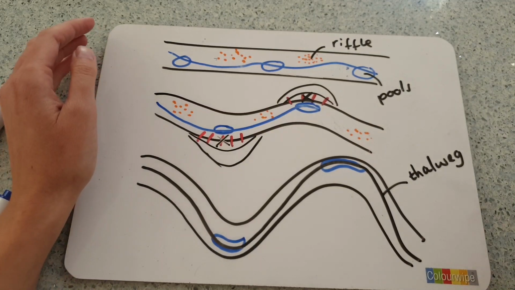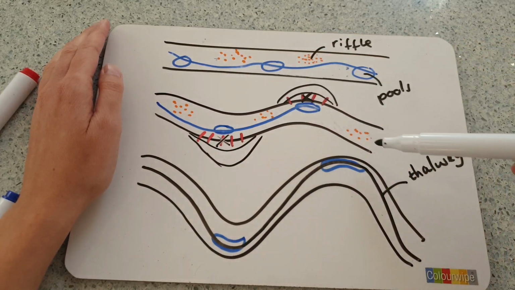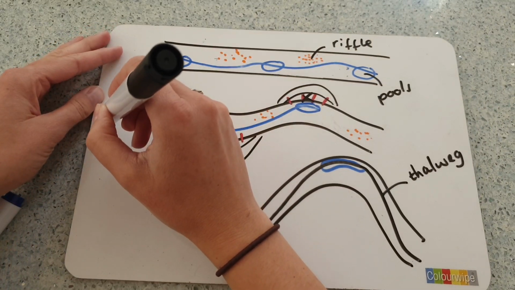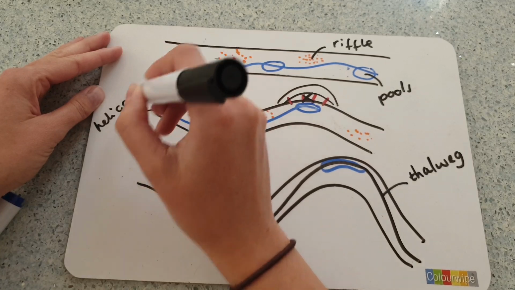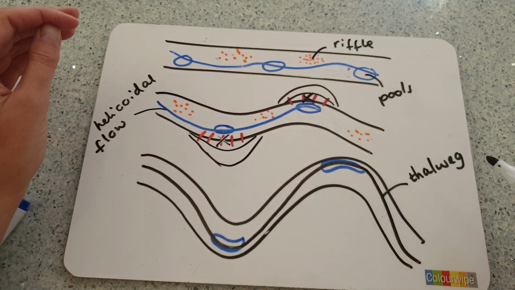Another keyword I forgot up here, sorry, is when we get this flow that goes either side, so it starts to meander, we call this flow helicoidal flow. And that just means it flows from one side to the other.